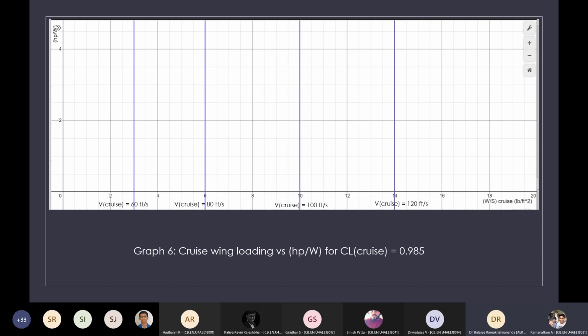I have shown that, sir. Are you telling that or something else? Telling that only, sir. If you want to fly at V cruise, which is more than 100 feet per second, then the right side of your region is feasible. So your minimum W by S cruise comes out to be 10 at that point. Okay. Continue.